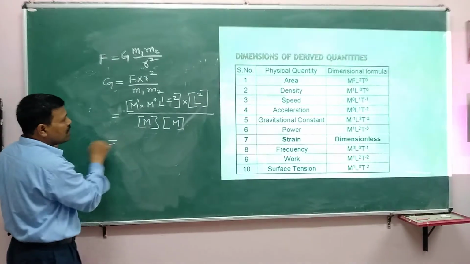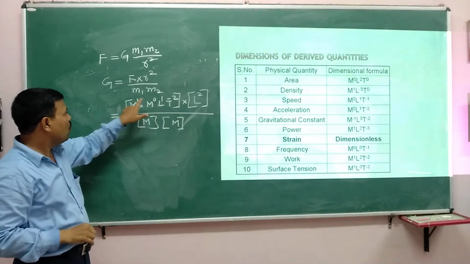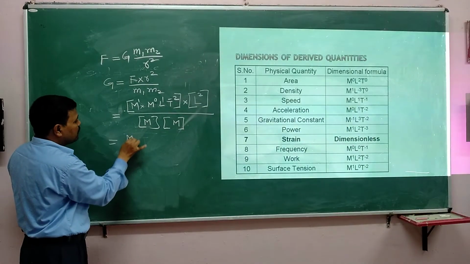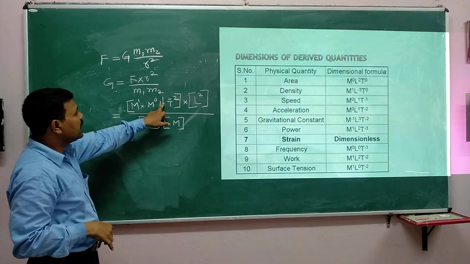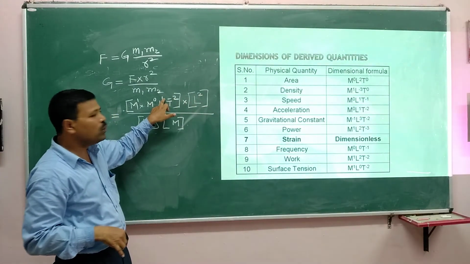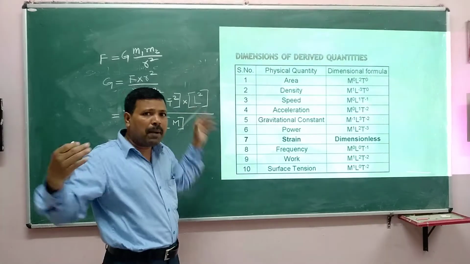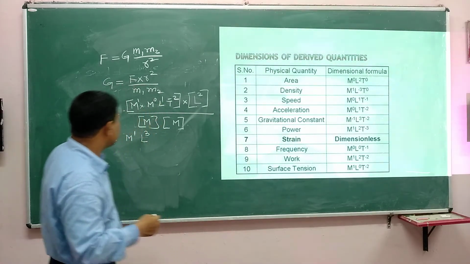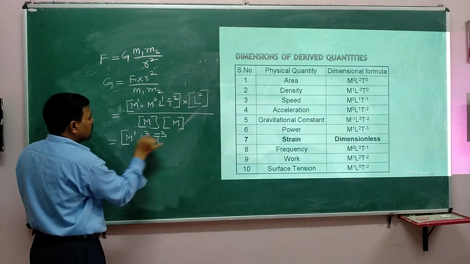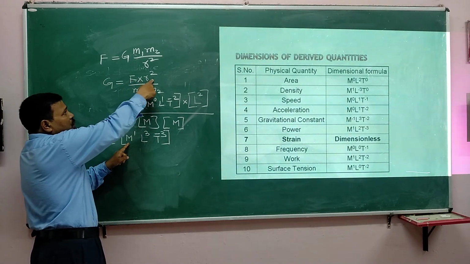Now we can write in a systematic way. M raised to 1, M raised to 0, 1 plus 0 will be 1. So, M raised to 1, L raised to 1, L raised to 2, 2 plus 1 will be 3. So, L raised to 3. When bases are same, powers can be added. So, here T raised to minus 3. This entire thing is the dimensional formula of force into distance square.